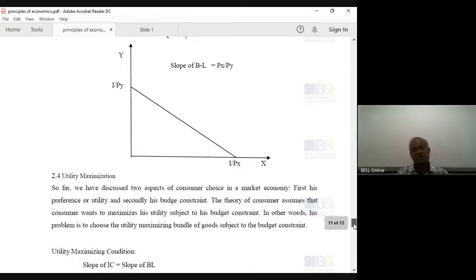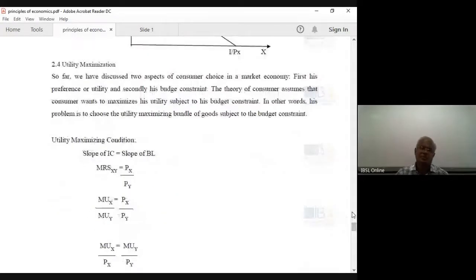Utility maximization. So far we have discussed two aspects of consumer choice. First, his preferences or utility, and secondly, his budget constraint. The theory of consumer behavior assumes that the consumer wants to maximize utility subject to his budget constraint. In other words, his problem is to choose the utility maximizing bundle of goods subject to the budget constraint.